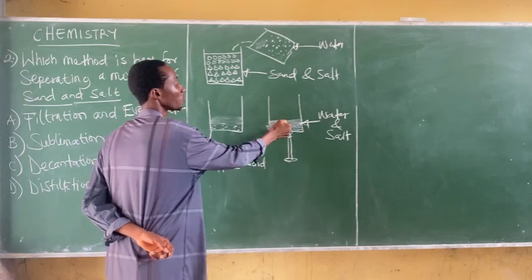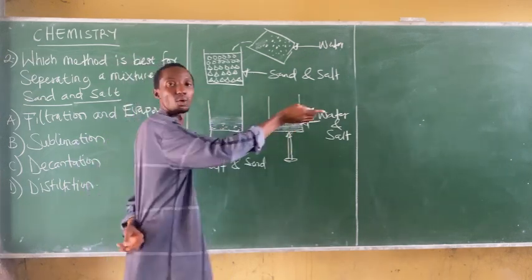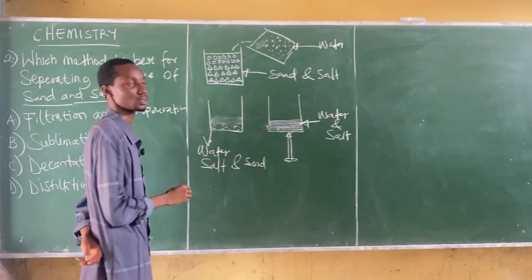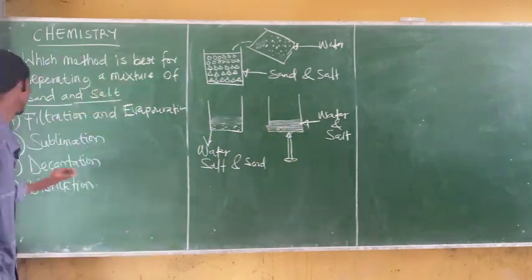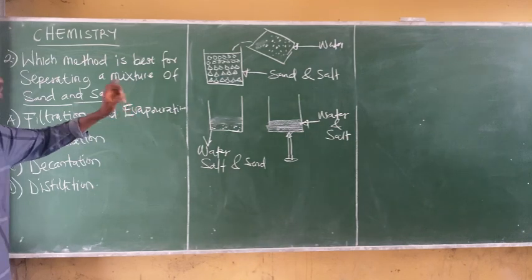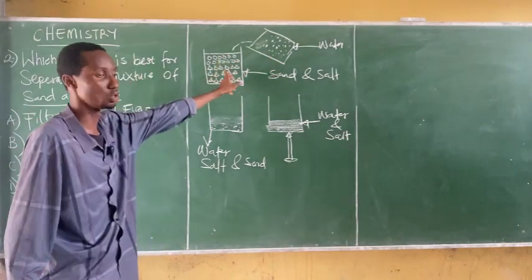If we heat this stuff up, it's going to evaporate, leaving only what? The salt and the sand. So the correct option here is option A, filtration and what? Evaporation. That is the correct answer. Filtration and evaporation.